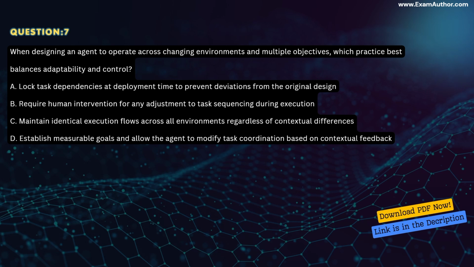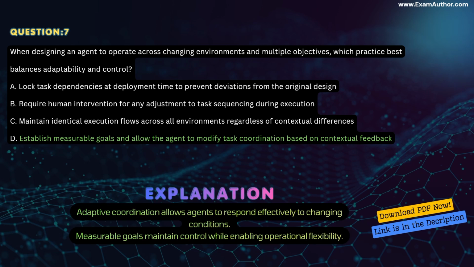Correct answer, D. Establish measurable goals and allow the agent to modify task coordination based on contextual feedback. Explanation. Adaptive coordination allows agents to respond effectively to changing conditions. Measurable goals maintain control while enabling operational flexibility.